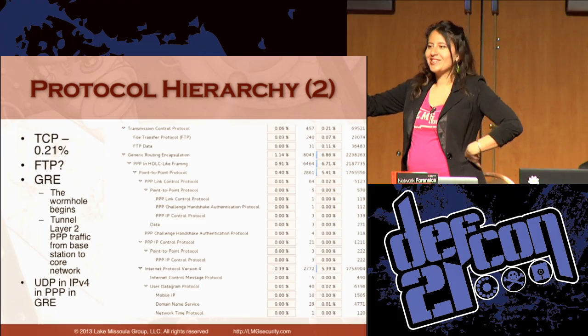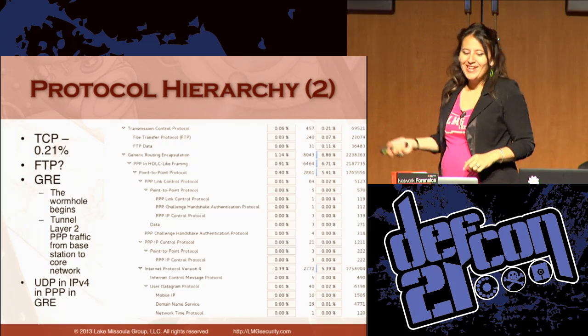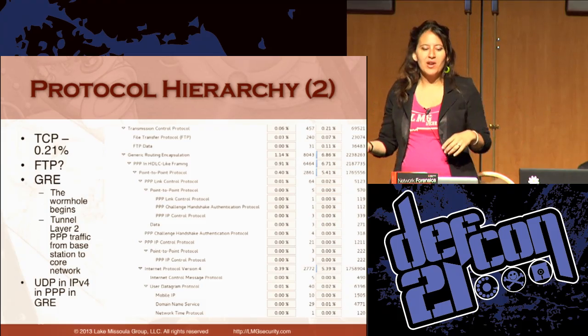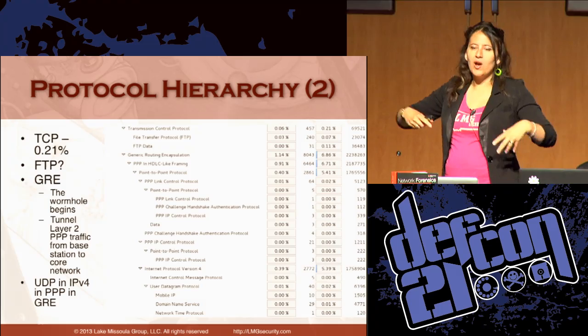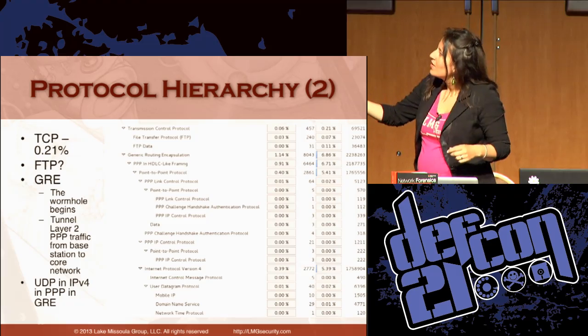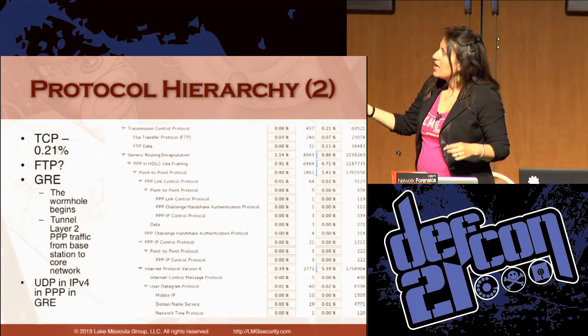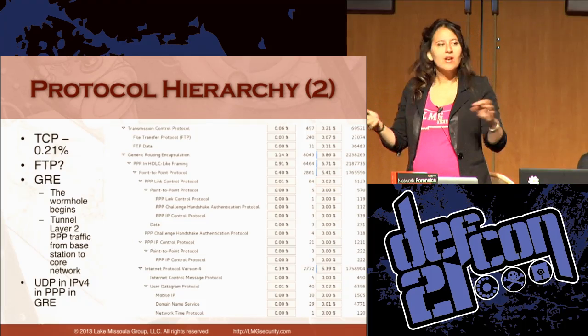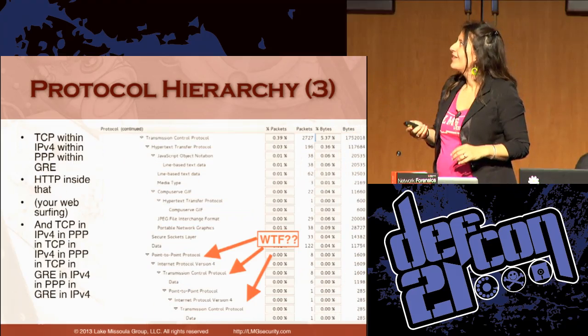And then we start getting into the madness, the mirror world. There's GRE, so that's used to tunnel layer 2 PPP traffic from the femtocell over to Verizon's core network. And then you see, I don't know if you can see here, UDP in IPv4 in PPP in GRE. Okay, I can handle that. Here's the next screen.